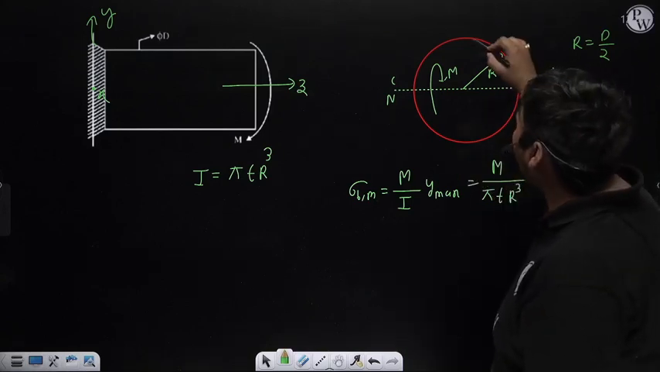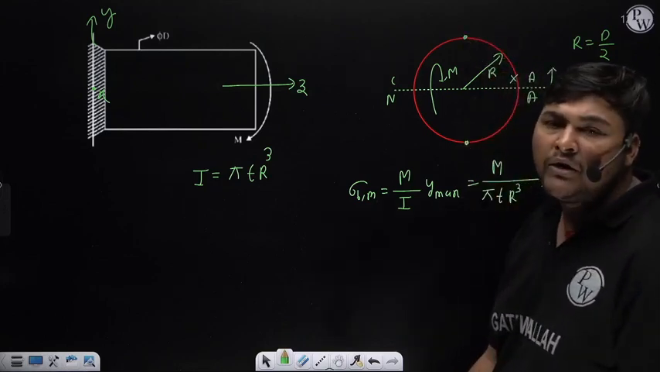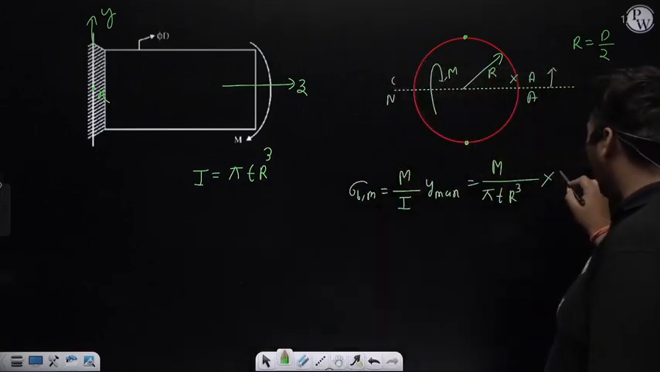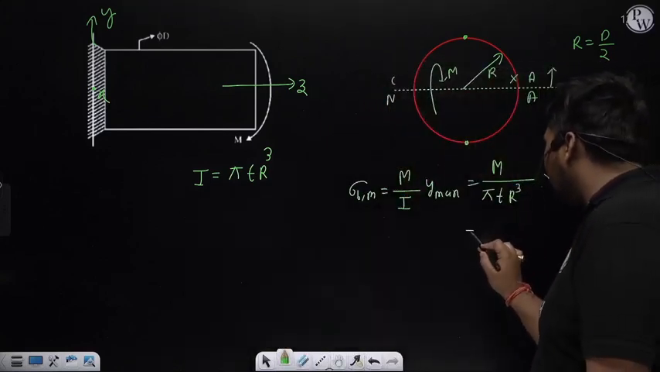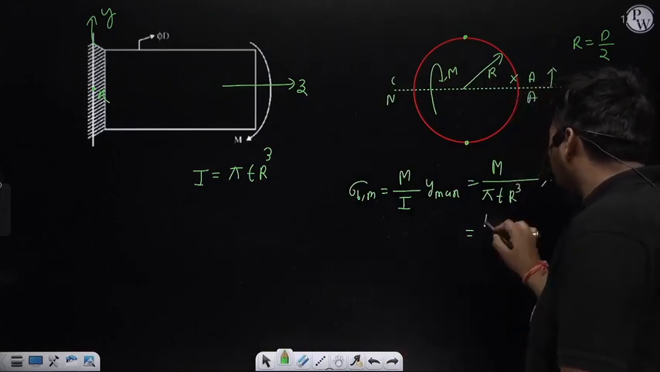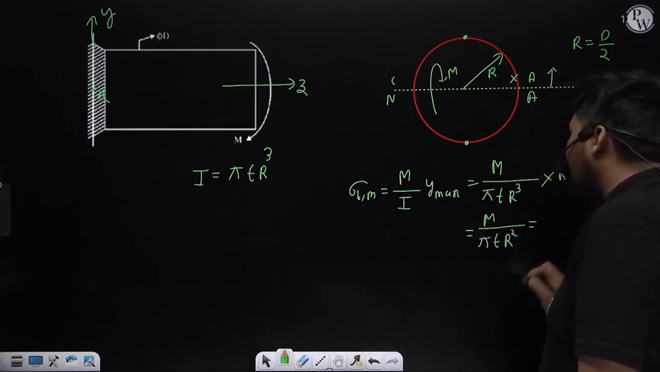The maximum value of y will be either at the top point or at the bottom point, and at the top or bottom point the value of y is equal to r. So can I say in this case the value of y max is equal to r? If we simplify this, it will come M upon pi t r square. Now I am simplifying this relation in terms of leg and diameter.